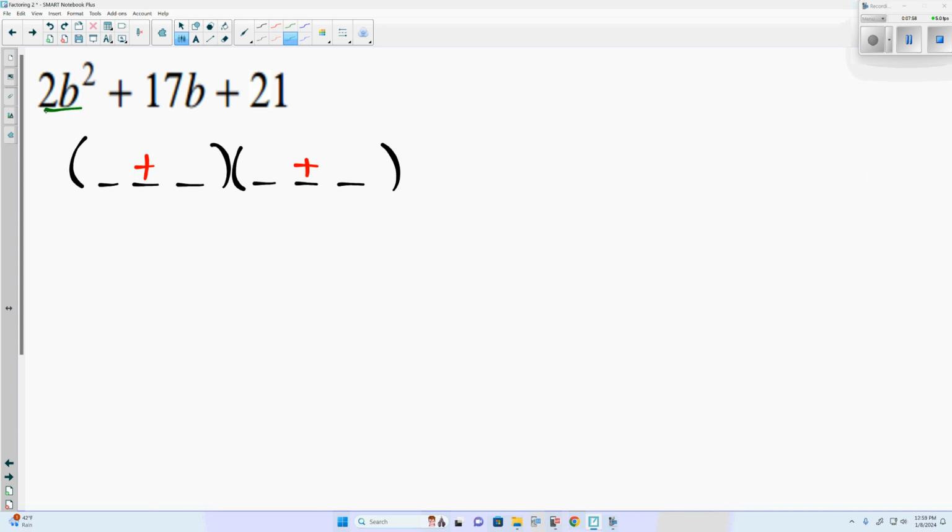Now we need to find the factors of 2b squared. 1 and 2. And our b squared would be b and b. So we have b and 2b. Since there's only one set of factors for each, we can just put them in. We don't have to list them out. 21, on the other hand, 1 and 21, 3 and 7. Which one do we want to try first?